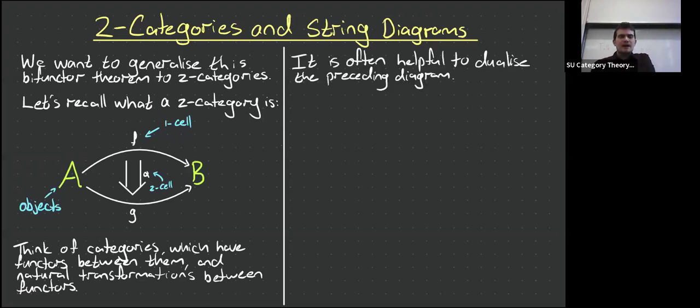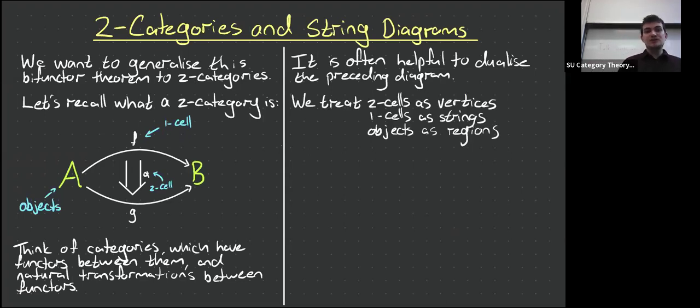So it's often helpful to kind of dualize this diagram we have on the left-hand side. And I mean dualize in a graph theoretic sense. So notice that that two cell, although I've written it as kind of this two-armed arrow going down, we could just as easily think of it as a directed region contained between F and G. So we can really think of the two cell in this diagram as an area or a region. And so what we want to do is dualize this. So we now want to treat the two cells as vertices. So notice that, in this case, these are the vertices, these are the edges, and this is the region.